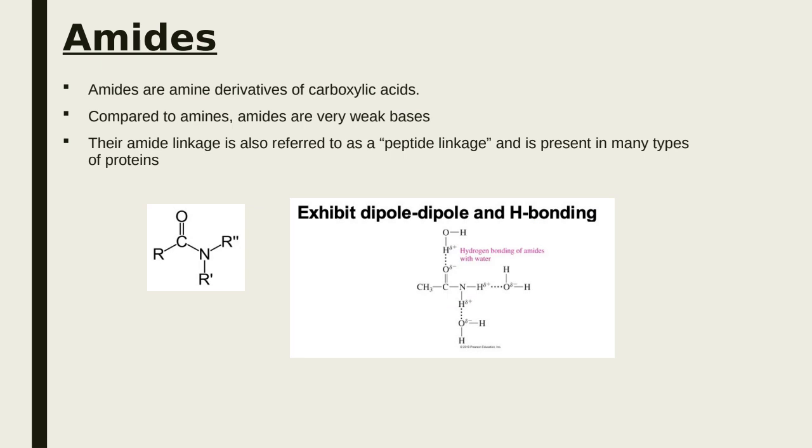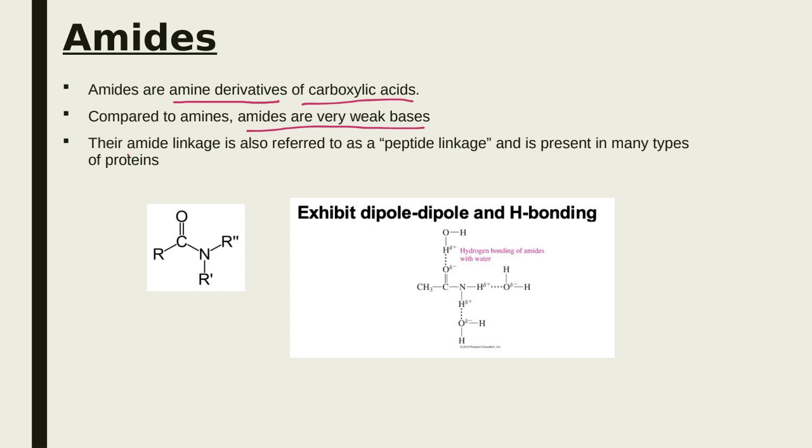The other nitrogen-based family are called amides. Amides are amine derivatives of carboxylic acids. They're actually a blend of an amine and a carboxylic acid, and they are created much like an ester is created. Compared to amines, amides are very weak bases, so their pH values would typically be a little bit closer to neutrality than an amine would, but they still are basic compounds.